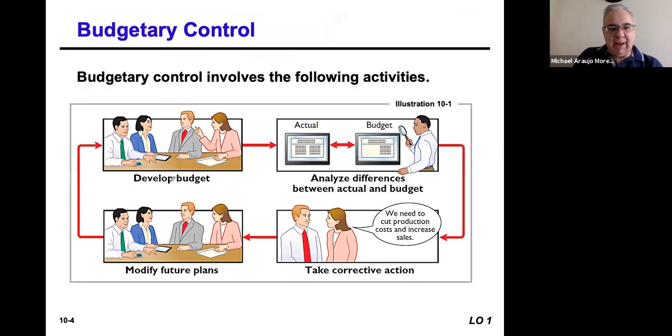All right, so here you have illustration 10.1, which shows you the lots of activities here. You are developing the budget, then you're analyzing the differences between what actually happened and what you thought would happen. Then you're taking corrective action if needed, which means your future plans might be modified a little bit, which means you need to develop a new budget for that or adjust your budget based on that. And off to the races. This can be quite a fun track to ride around in.